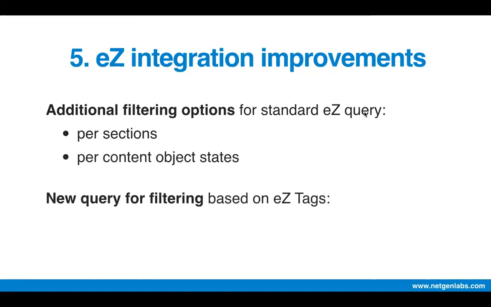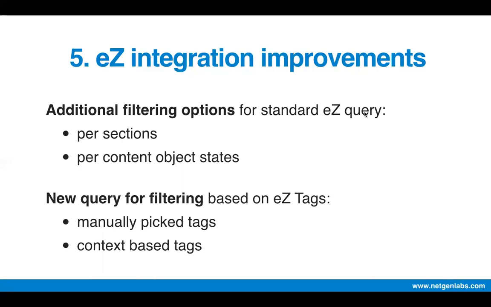What you can do is filter in two ways. One is by manually picking tags on which you want to filter. This is the simpler use case. And the other use case is if you want to use the tags which are coming from the context, basically from the content which is being shown on that page. I will also show it in the demo.